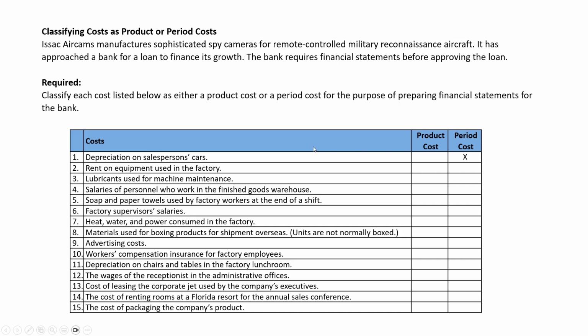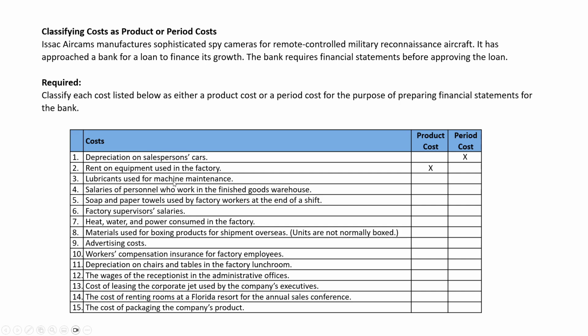Our next example is going to be rent on equipment used in the factory. So we're talking about factory related, part of making or producing the product or service. That's a product or manufacturing cost. In particular, it's going to be part of manufacturing overhead because it's not a direct material, it's not a direct labor. The only other catch-all is manufacturing overhead.